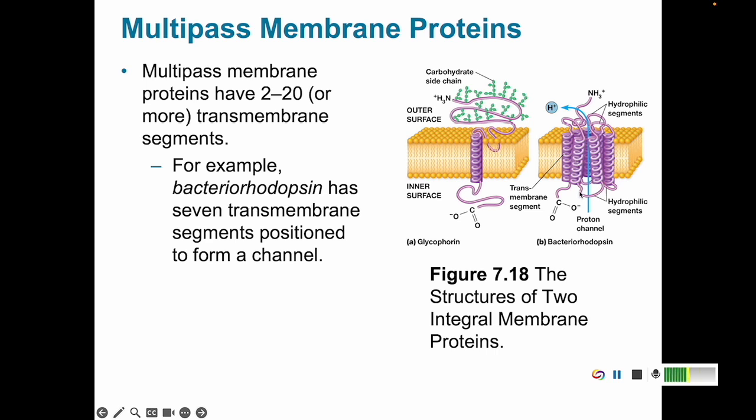So bacteriorhodopsin has 7 transmembrane portions, and it forms a channel. This 7 transmembrane structure is very common in a lot of our channels, but they cross the membrane 7 times. So 1, 2, 3, 4, 5, 6, 7. That means that it has its C terminus inside and its N terminus outside.